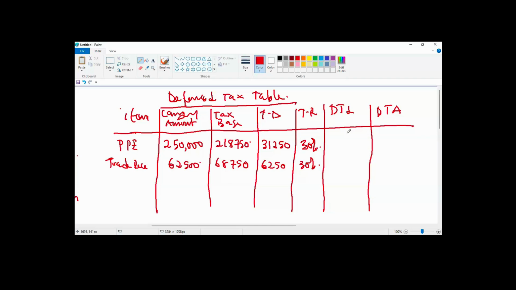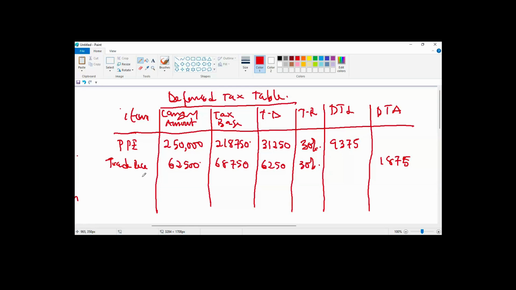9,375 is a liability because the carrying amount is greater than the tax base. The second one, the carrying amount is lesser than the tax base, so it's a deferred tax asset. Asset of how much now? 30% times 6,250 is 1,875. Yes.